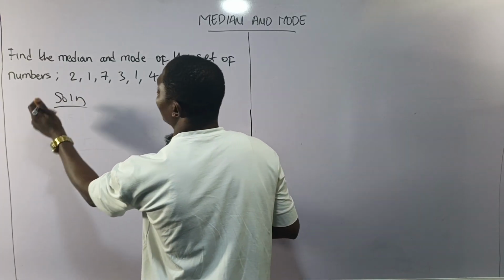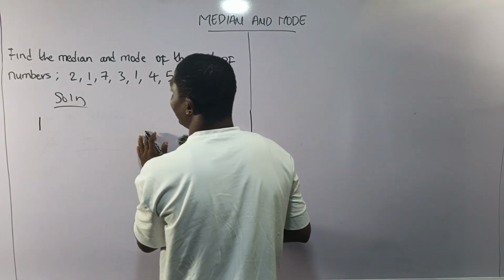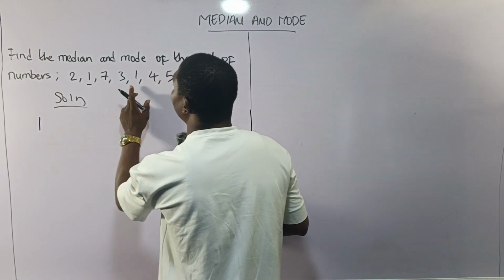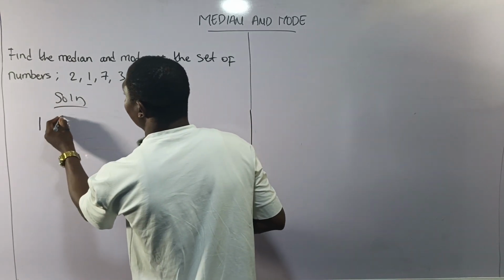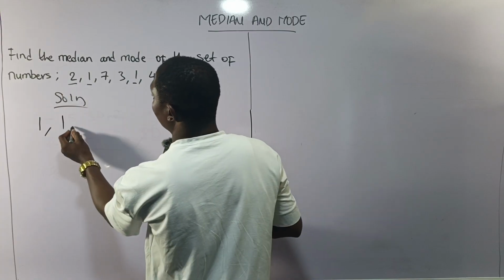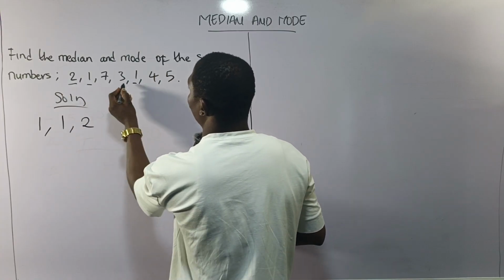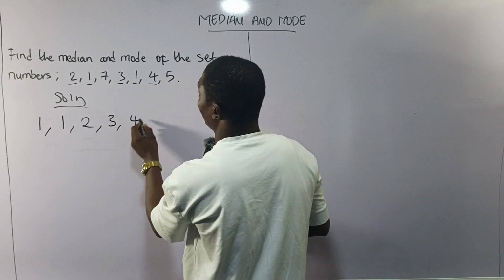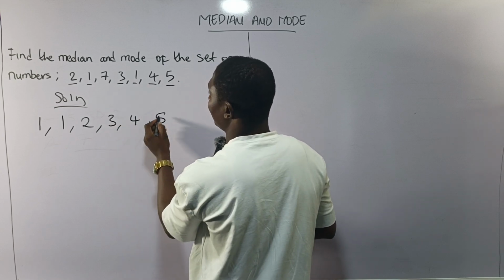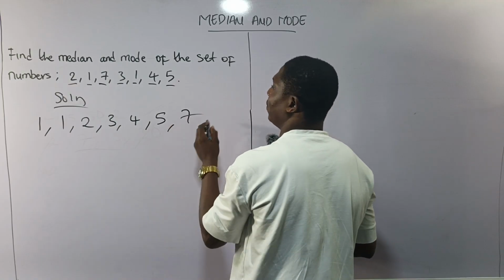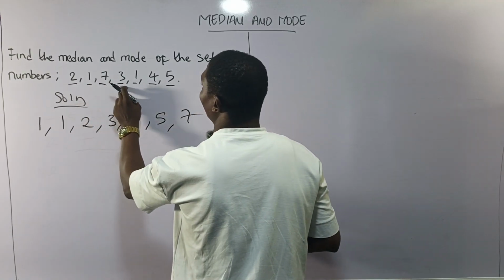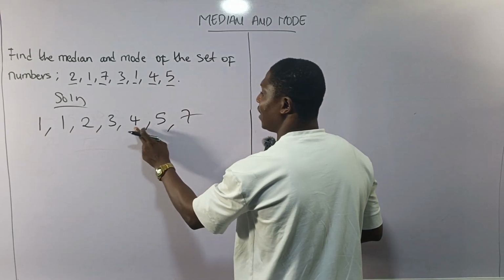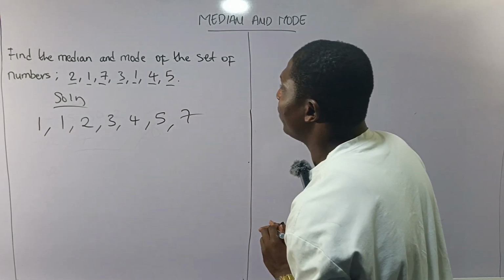1 is the least number. I'll put my 1. I'll tick here to make myself know that I've used this one. The next is another 1. After which 2. Is there another 2? No. The next is 3. Next is 4. Next is 5. There's no 6, but there's 7. How many data? 1, 2, 3, 4, 5, 6, 7. So now we are good to go.